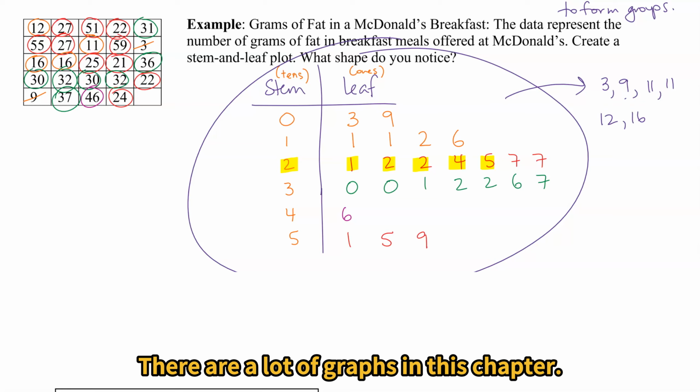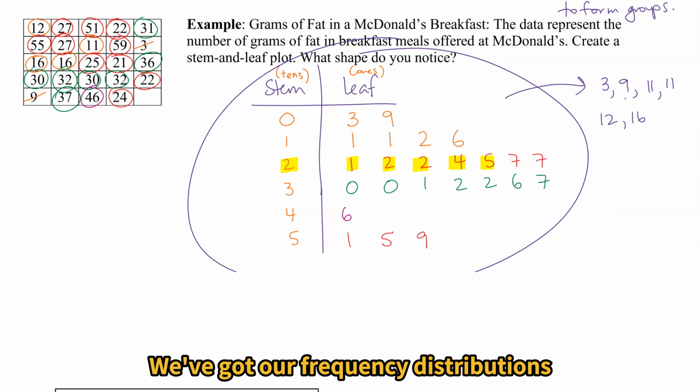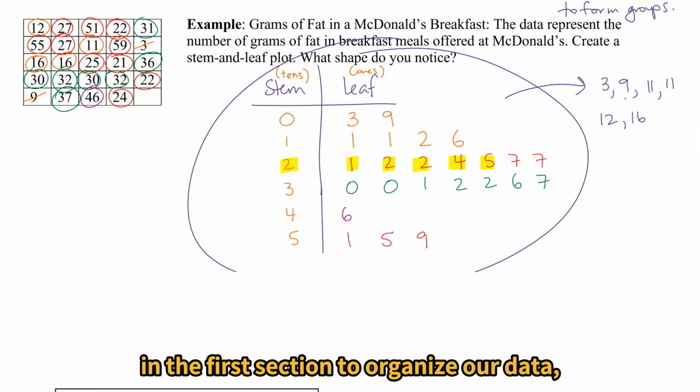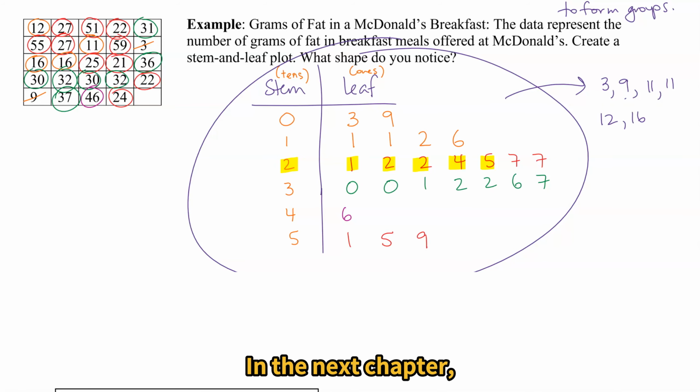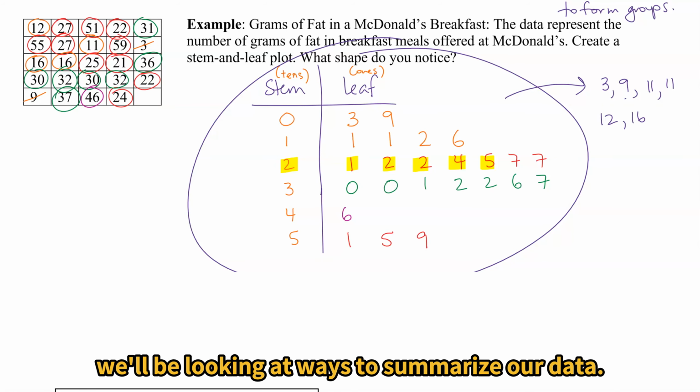There are a lot of graphs in this chapter. We've got our frequency distributions in the first section to organize our data, and then we create those graphs from that organization. In the next chapter, we'll be looking at ways to summarize our data.